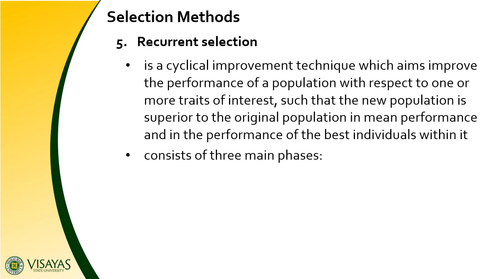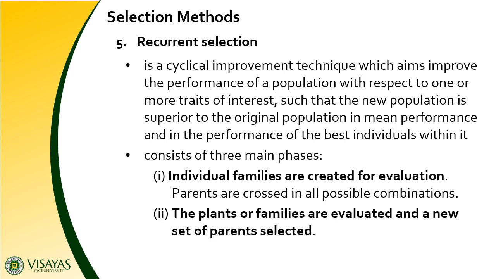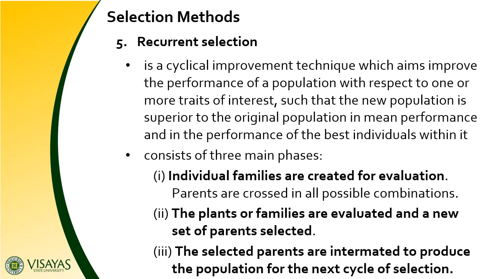So you have here three main phases. So first, individual families are created for evaluation. So parents are crossed in all possible combinations. Then individual families are evaluated and a new set of parents are selected. Then you have the third phase. Selected parents are intermated to produce the population for the next cycle of selection. So these are the main phases of the recurrent selection.